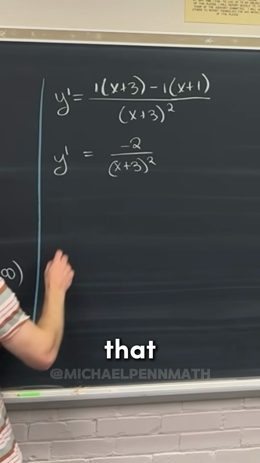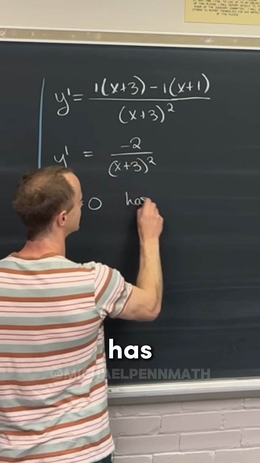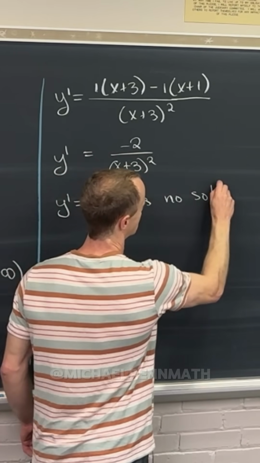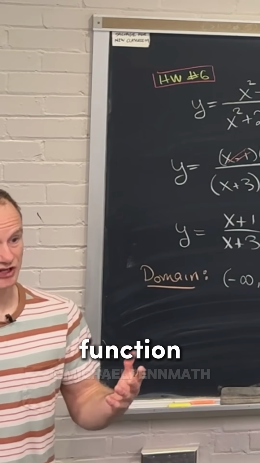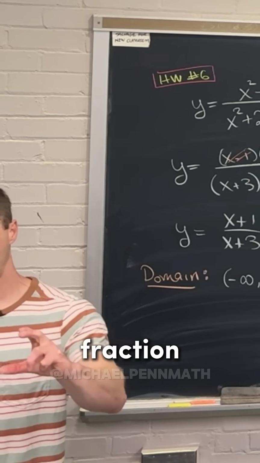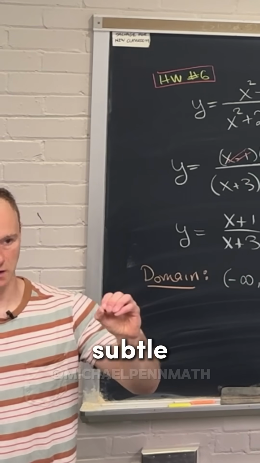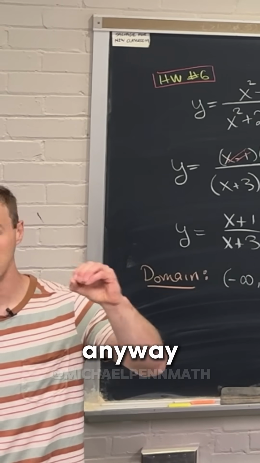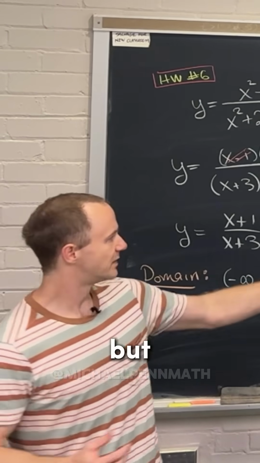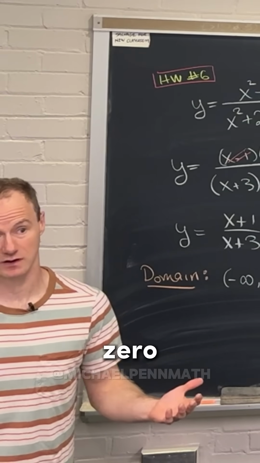So now notice that y prime equals 0 has no solutions. And that's because a fraction is equal to 0 when the numerator equals 0. It's a little more subtle than that. It's when the numerator equals 0 and the denominator does not equal 0. But anyway, you need the numerator to be 0. But look at that numerator. That numerator is always -2. That's never 0, right? Okay.